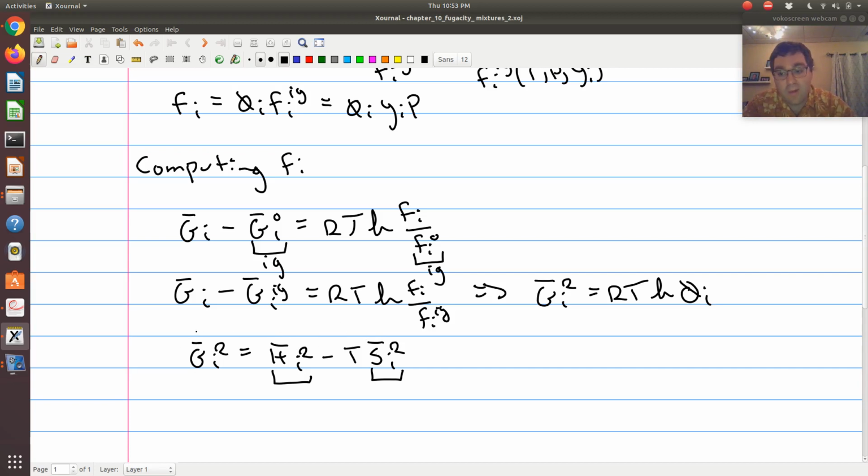And so that would give me a way to calculate G bar i residual, the partial molar residual Gibbs free energy, via an equation of state. If I can calculate this, then I can calculate RT log phi. And if I can get phi, then fi would just be phi times yi times P.